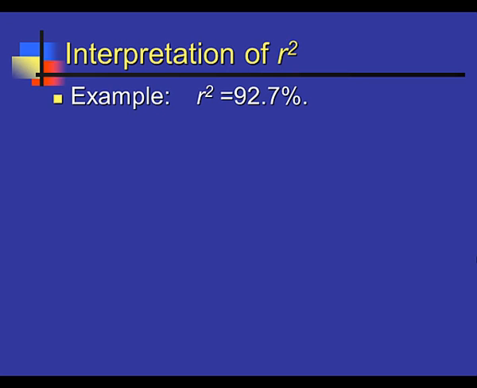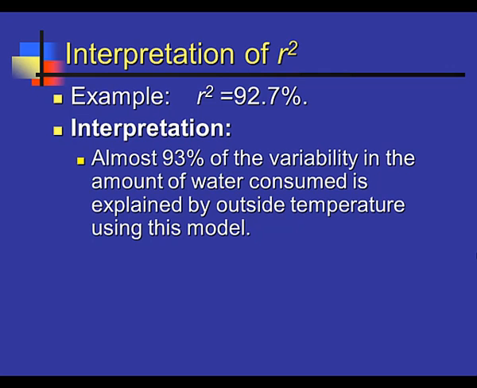So in our example, r squared is about 93%. Thus, almost 93% of the variability in the amount of water consumed is explained by the outside temperature using this model. Note, this means that approximately 7% of the variation in the water consumption is not explained by temperature. So perhaps there's another variable that accounts for the remaining portion of variation. Can you think of a reasonable variable?